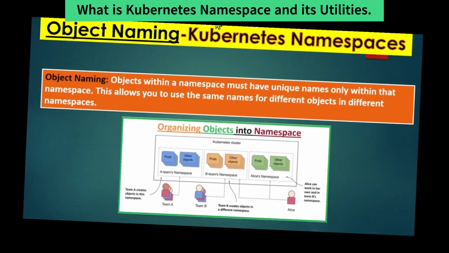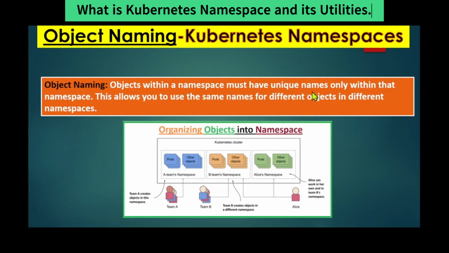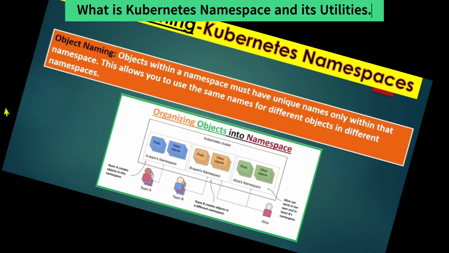Object naming: objects within a namespace must have unique names only within that namespace. This allows you to use the same names for different objects in different namespaces.